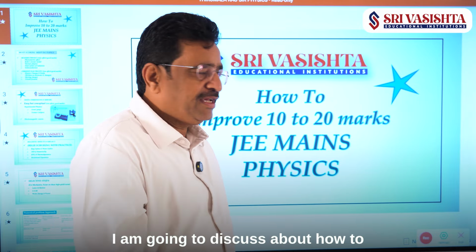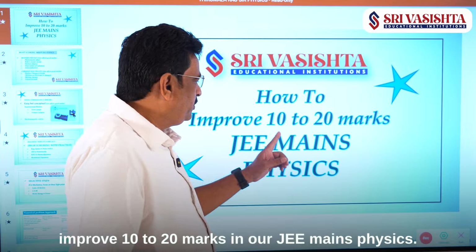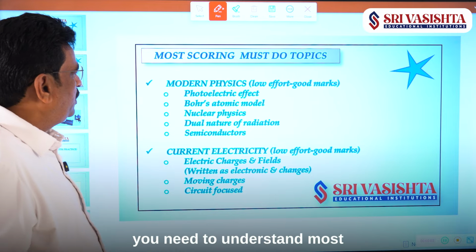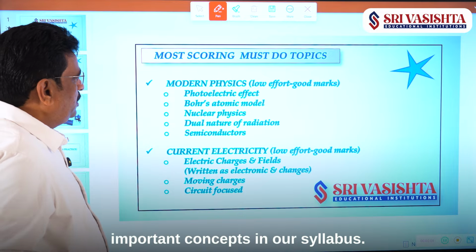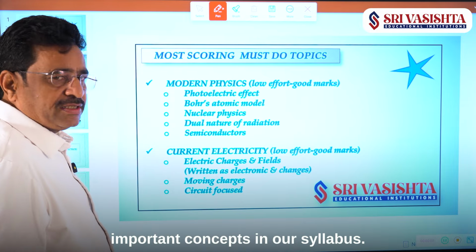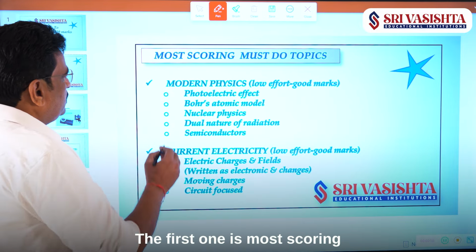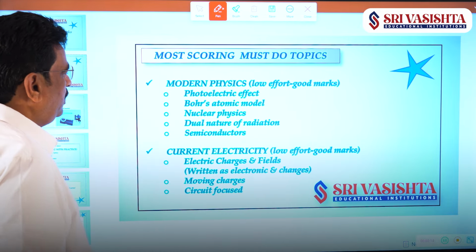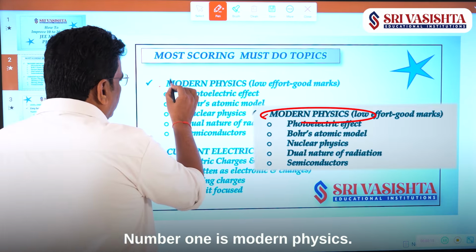Today I am going to discuss how to improve 10 to 20 marks in our JEE Mains physics. So you need to understand the most important concepts in our syllabus. The first one is most scoring and must-do topics. What are they? Number one is modern physics.